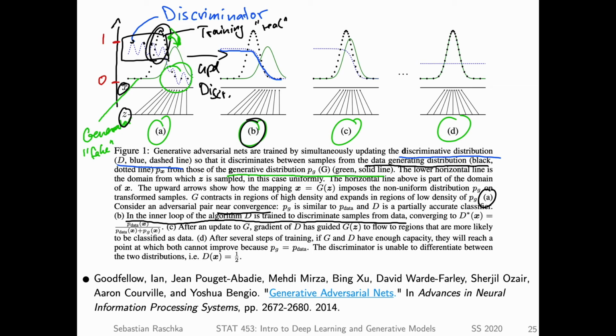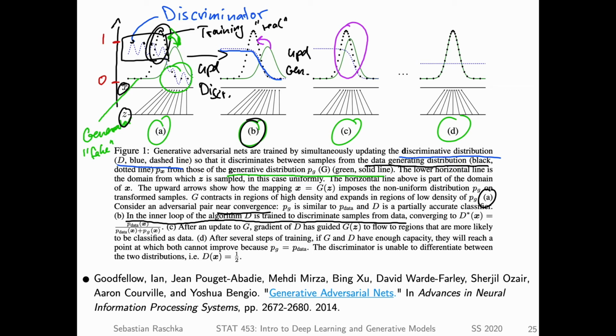Next, we update the generator here. Based on the discriminator, the job of the generator is fooling the discriminator. So the generator will try to make its output closer to the data generating distribution, closer to the training data set. It will move the generated data distribution closer to the real data distribution. You can see here they overlap quite more substantially now. That is after updating the generator.